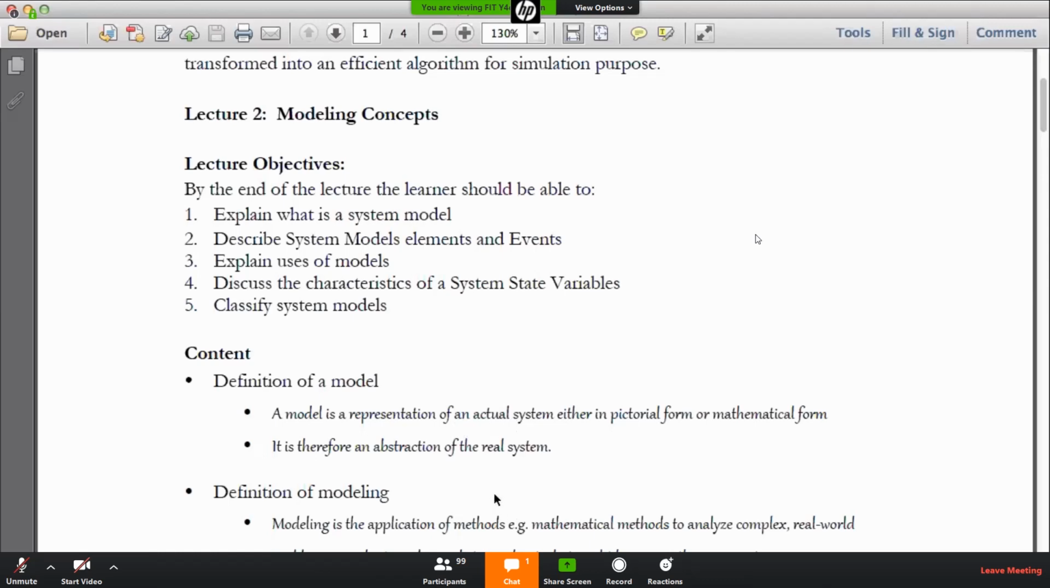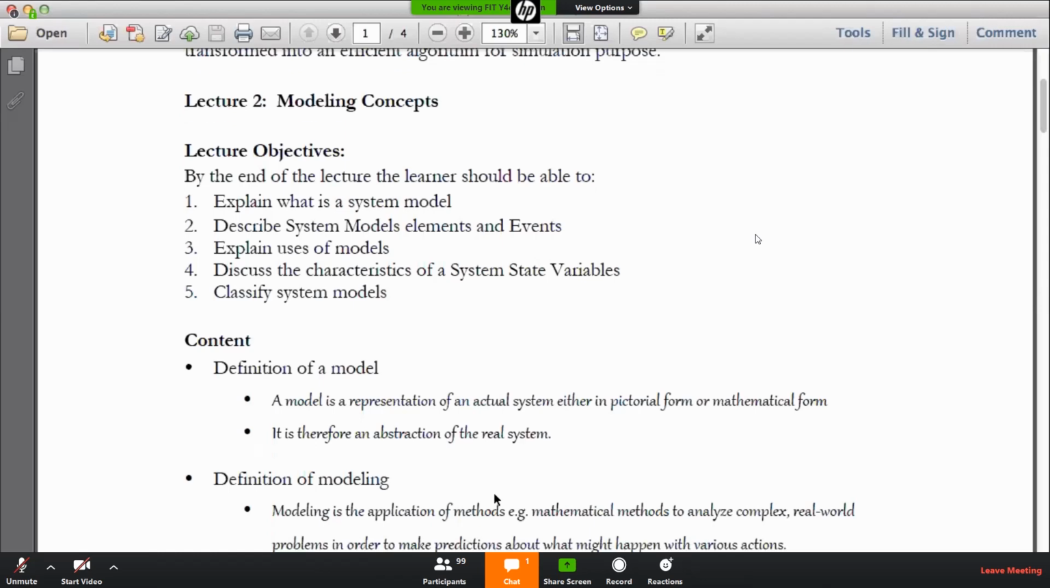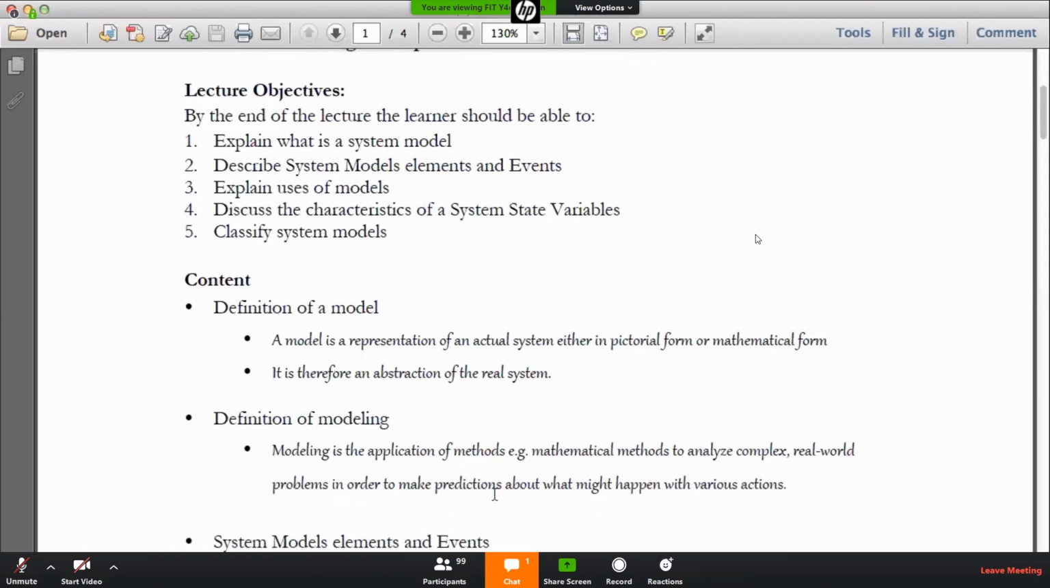So number two, model, we have said, is that abstraction of real system or a representation of a real system either in pictorial or mathematical form. The next thing is, how then do we achieve this abstraction? How do we come up with abstraction? We do this by the use of technique which we call now modeling.